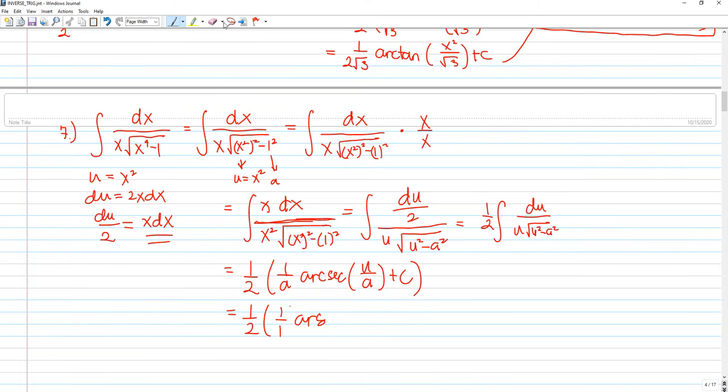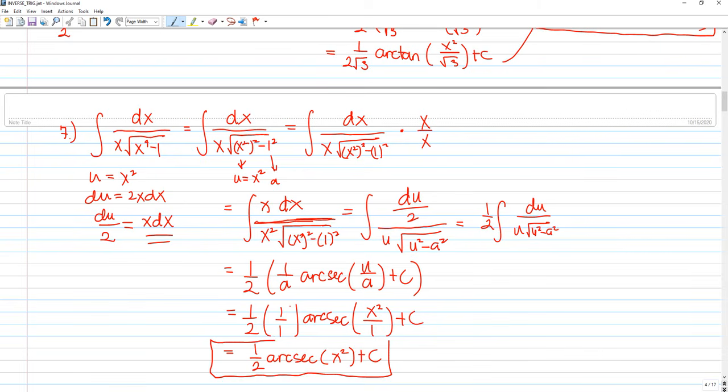Arcsecant of u, our u is x squared, our a is 1, plus c. So our final answer would be 1/2 arcsecant of x squared plus c. So this would be our final answer for this integral.